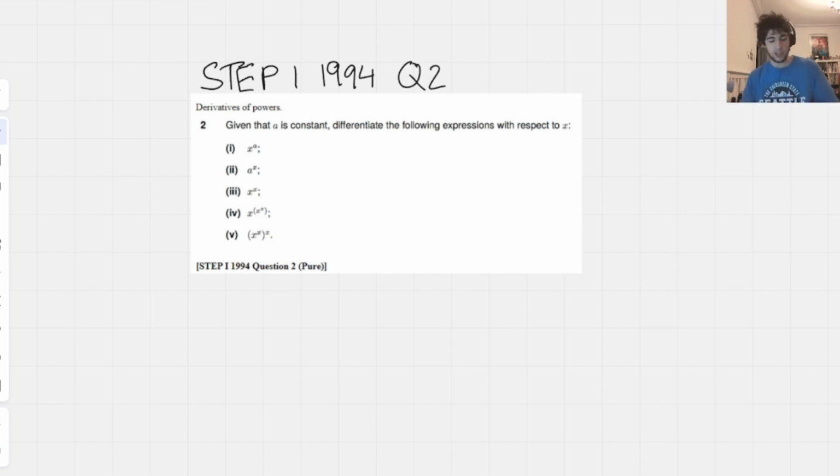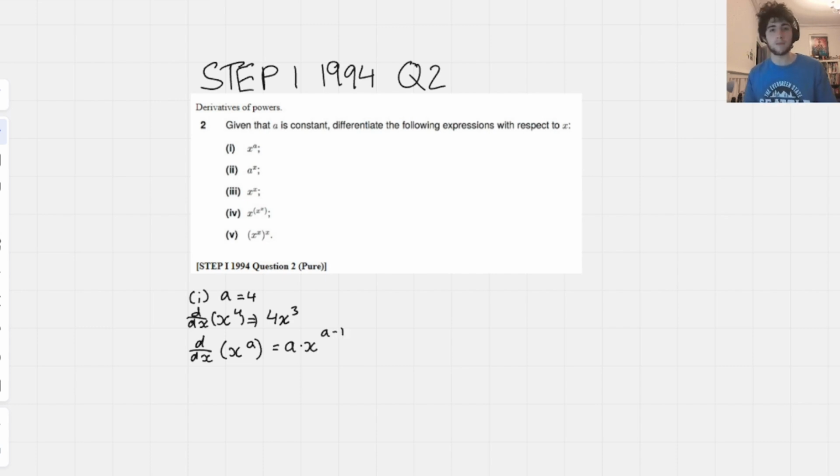Well, the first one is just x to the power of a. So a is a constant, right? For example, if I have a is equal to 4, then it's just x to the 4. And I hope you know, if you're sitting the STEP, that the derivative of x to the 4 is equal to 4x cubed, right? So in general, this is just the power rule: the derivative of x to the power of a, you should hopefully know, is a times x to the power of a minus 1.